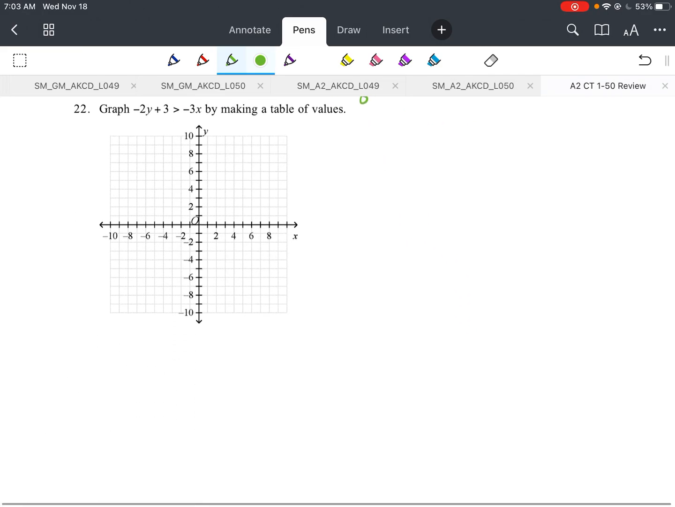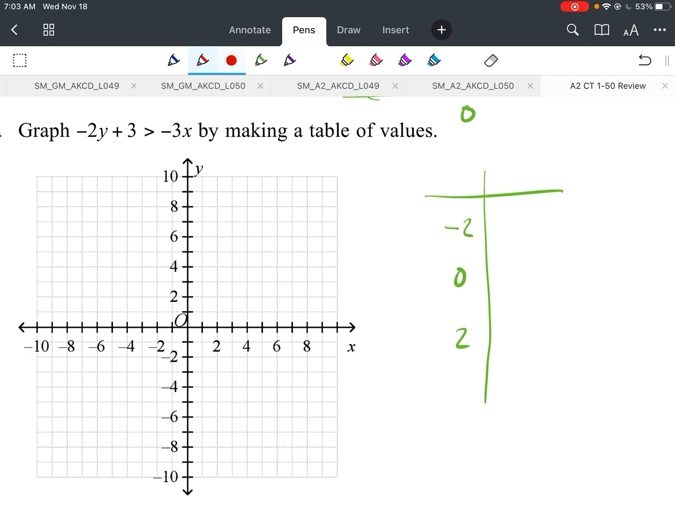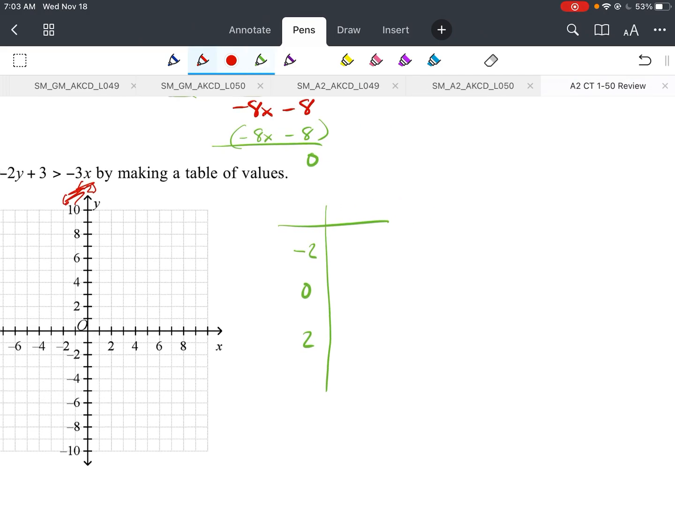Good stuff. It says graph this thing by making a table of values. It's going to be a linear kind of a thing, so we could just make a quick table and just pick some x's and y's. I might do negative 2, 0, 2. That'll probably give us enough to go on. And so as you plug those in, if I put a negative 2 in here, that would be negative 3 times negative 2. This would be 6. I should probably write this out over here somewhere. Just going to try to do it all in one little spot here.